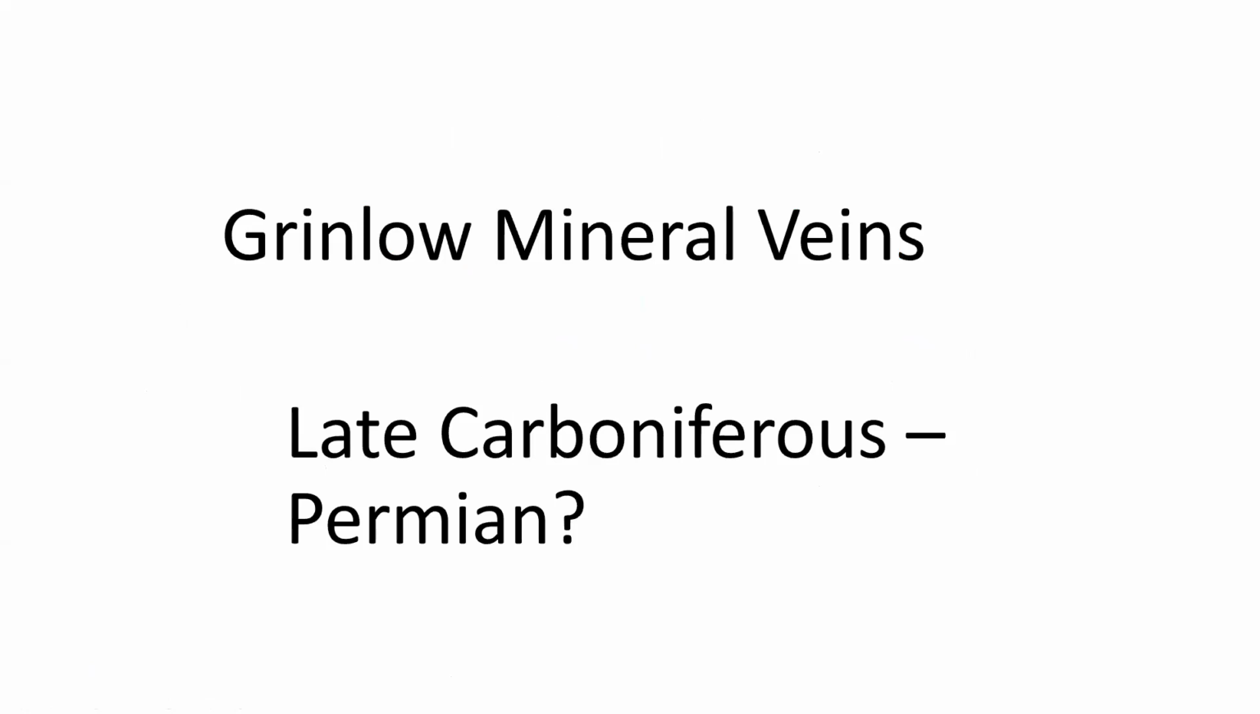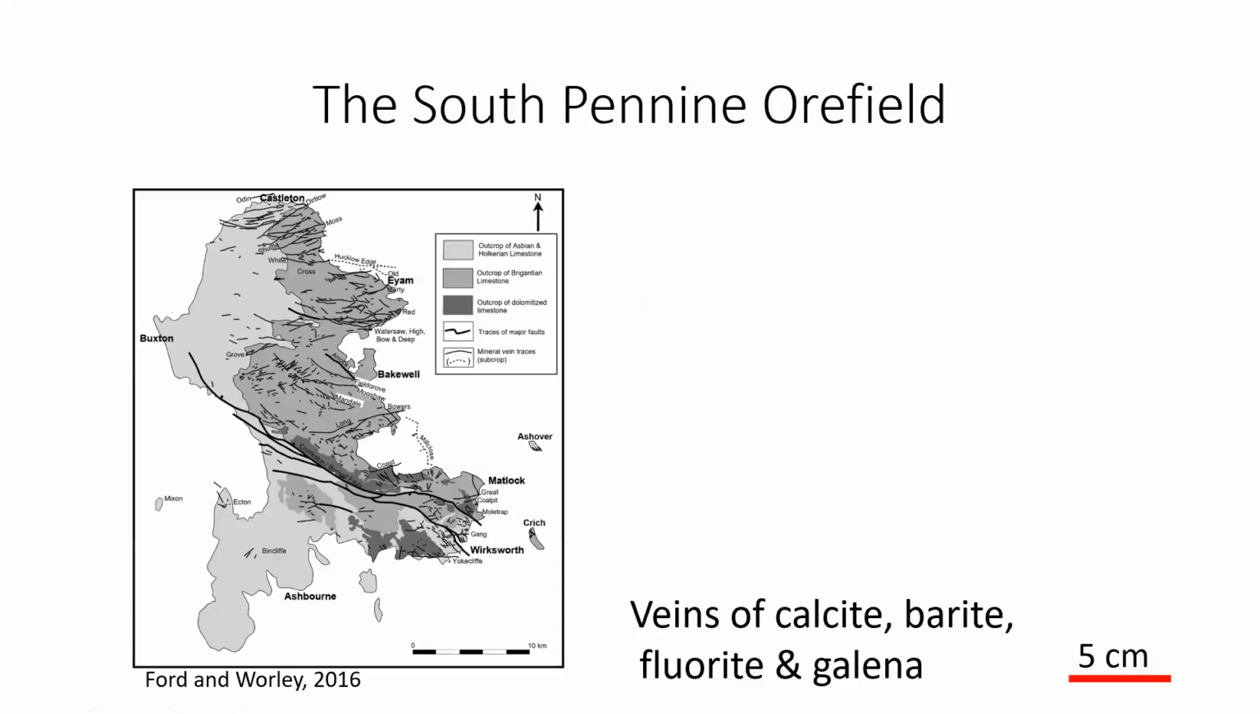The next thing I want to talk about is the Grinlow mineral veins. These probably formed in the very late Carboniferous through into the Permian, maybe even through into the Triassic. Nobody's actually really sure of the date of these mineral veins. And Grinlow is part of what is called the South Pennine ore field.